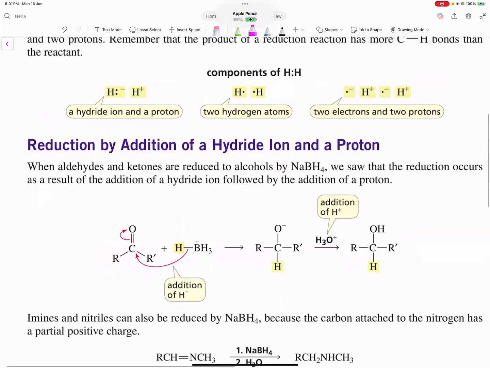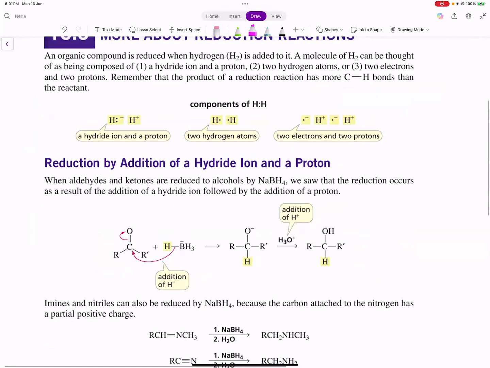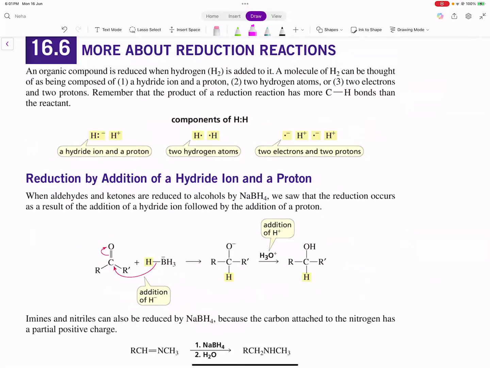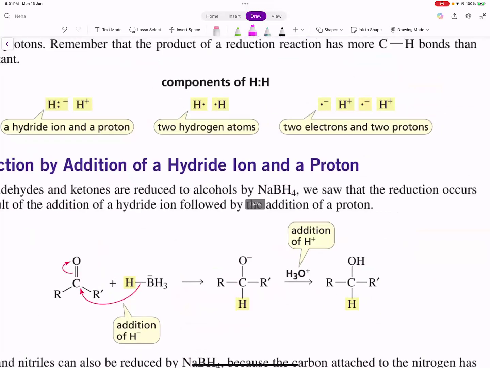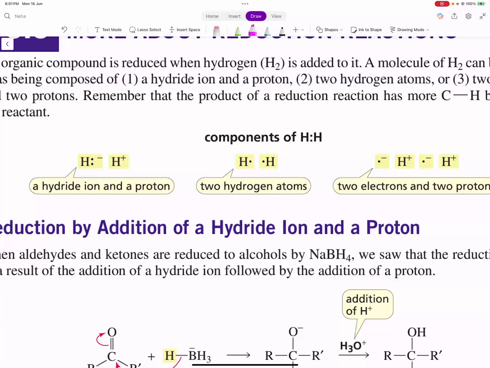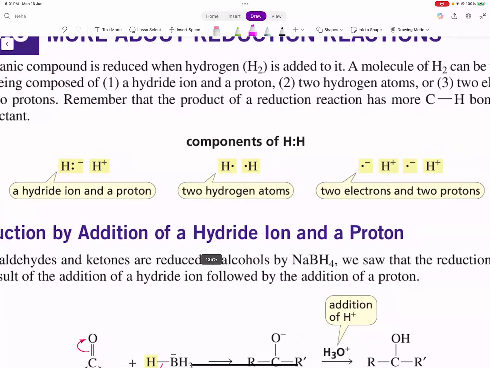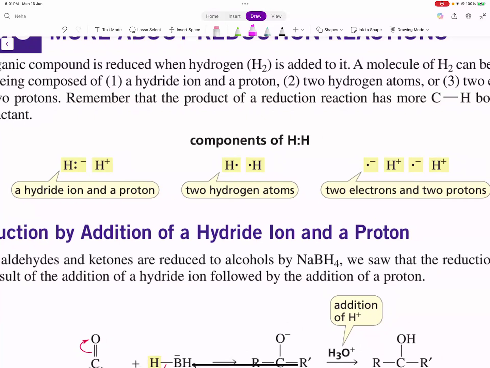Now, this is also important. They are saying that you can think of H2 as H minus and H plus, or H dot and H dot, like this, 2 protons and 2 electrons. They have even separated the H dot as H plus and a single electron. This H dot is nothing but H plus and 1 electron. So this is H dot, this is also H dot, so 2 electrons.